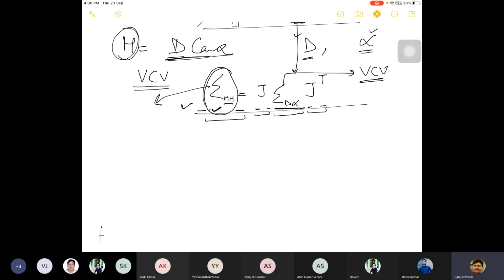If sigma d alpha is written on this side, then how can sigma d and sigma alpha be the components of sigma hh? Vali Shetty, tell me, what would be the component of sigma hh? Sigma dd. No. Why sigma dd?